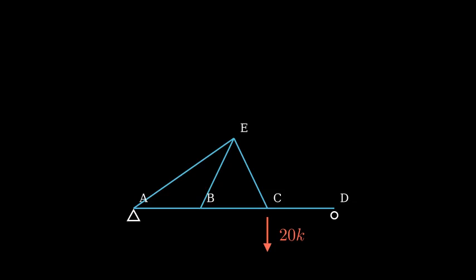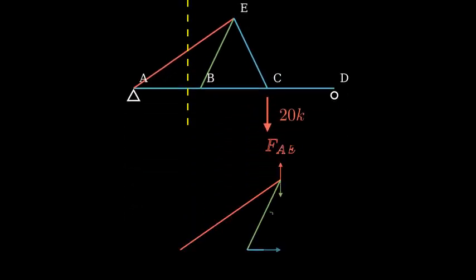The method of sections involves making an imaginary cut through the truss to expose the internal forces in the members we want to analyze. In this case, we'll make our cut through members A, B, and BC. Let's isolate the left portion of the truss and draw its free body diagram. The internal forces in our members will act along their respective lines of action.